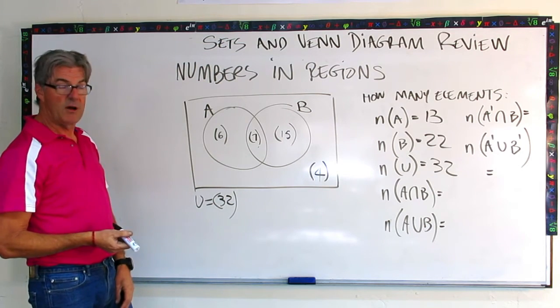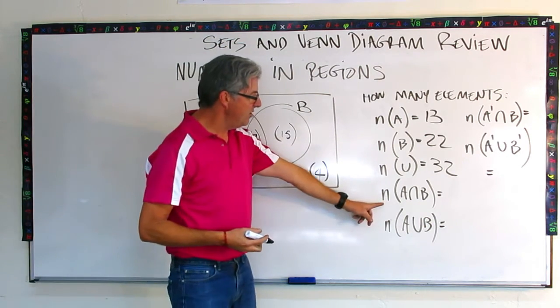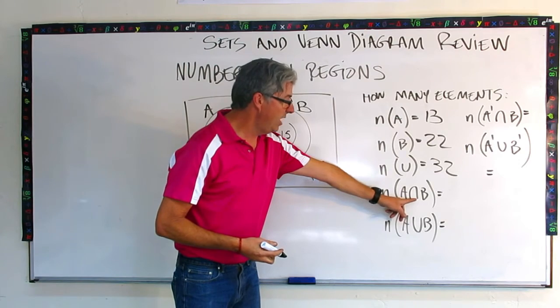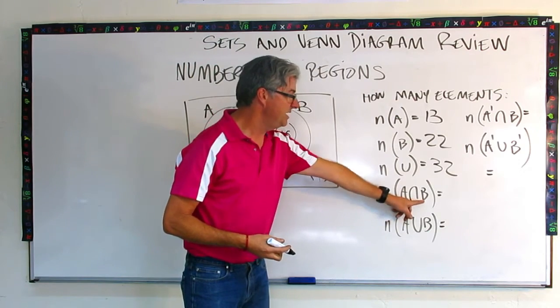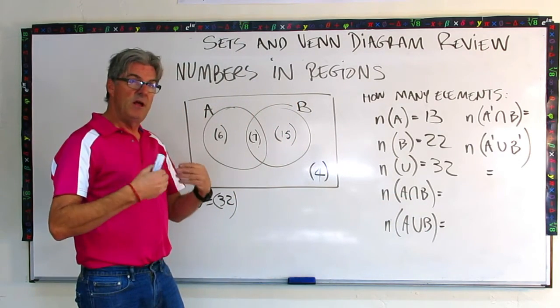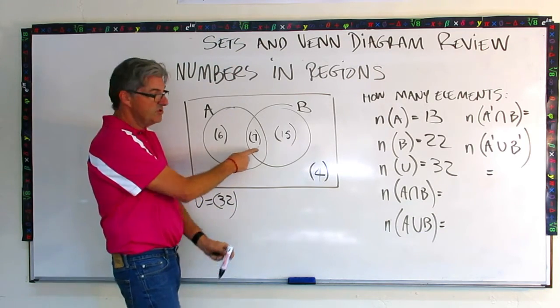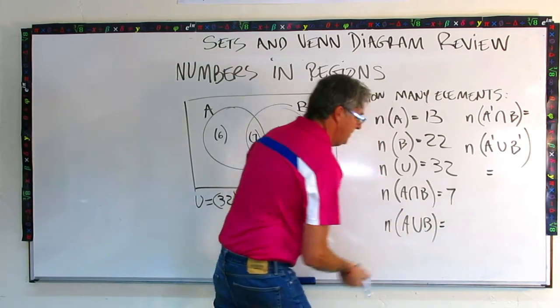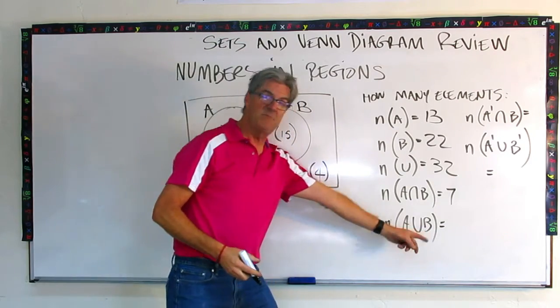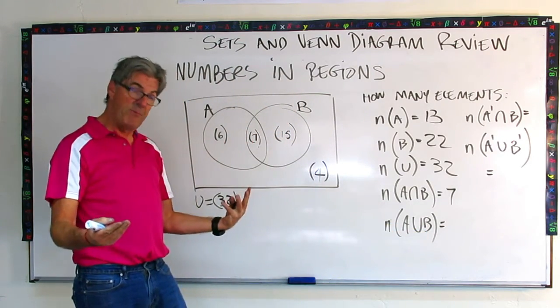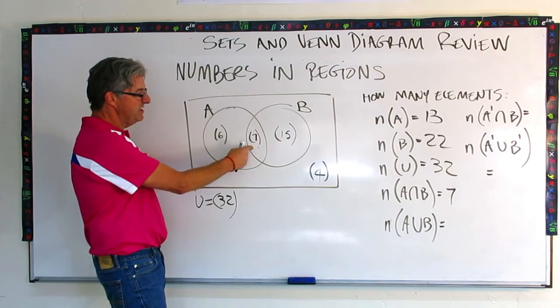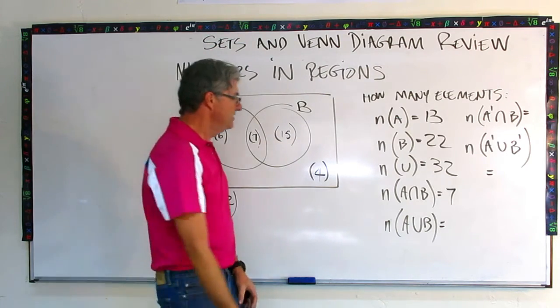Now it's going to get a little more complex. Now we want the number of elements in the intersection of A and B. So the intersection is where the elements are in both sets, and it's the intersection of these two circles, so that's 7. Now the union of A and B means everything in both sets. So that's 6 plus 7 is 13, plus 15 is 28.